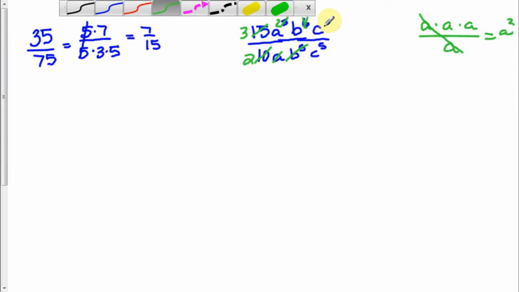And now I have c on top and c to the fifth in the bottom. So you use the same process, but where will your c's be at? In the bottom, that's right. So c goes into c to the fifth and it leaves you with c to the fourth. And I could have just marked out the exponent and put a 4 like I had been doing. So my answer is 3a squared b over 2c to the fourth.